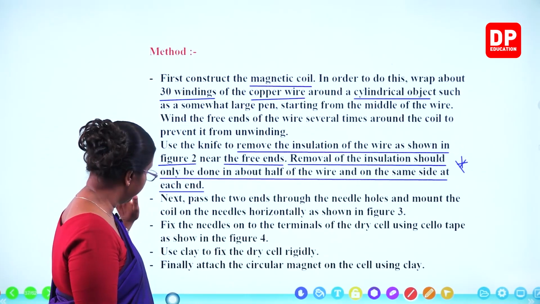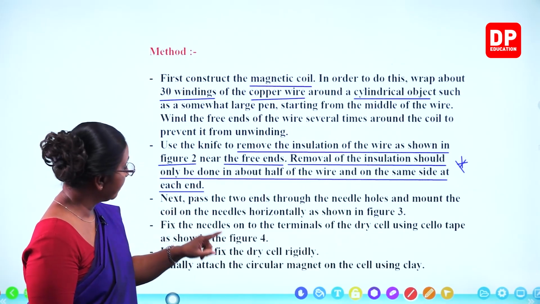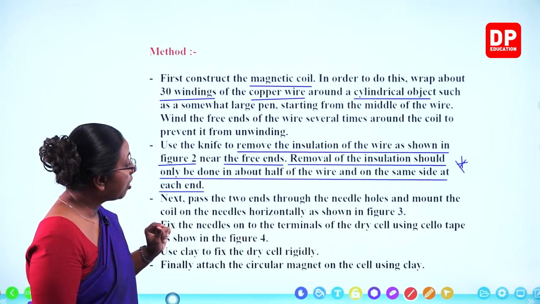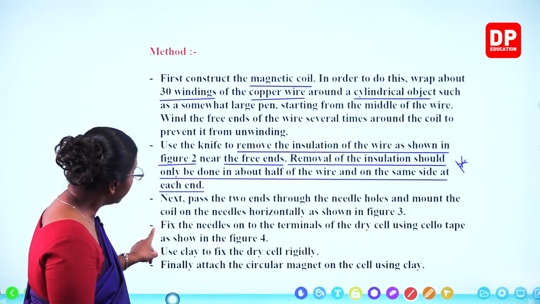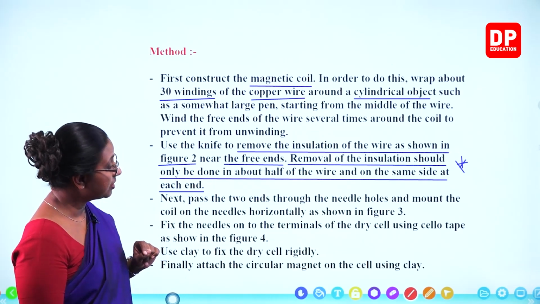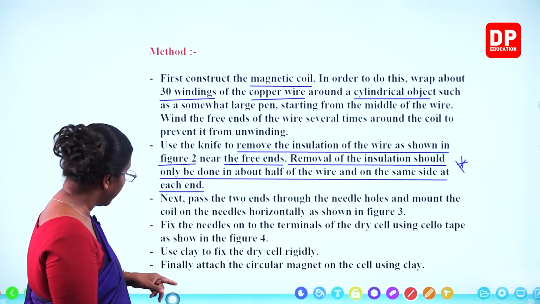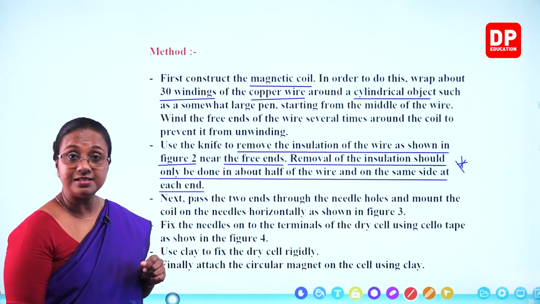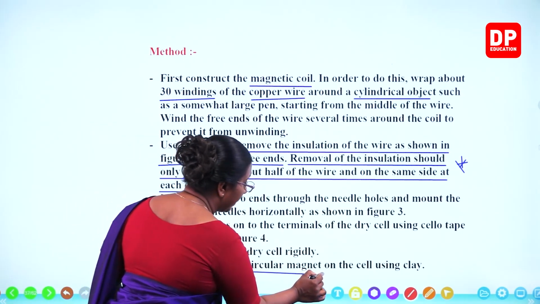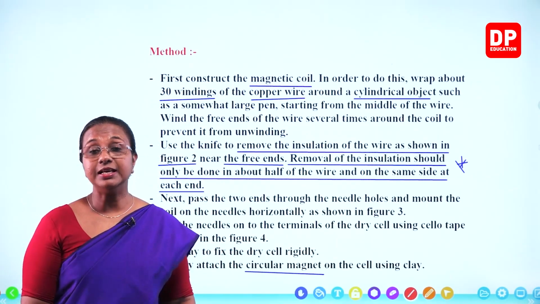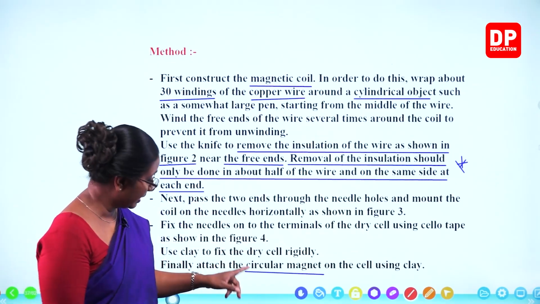This is very important. Next, pass the two ends through the needle holes and mount the coil on the needles horizontally as shown in figure 3. Fix the needles onto the terminals of the dry cell using sellotape as shown in figure 4. Use clay to fix the dry cell rigidly. Finally, attach the circular magnet on the cell using clay. So, those are the steps of the activity, the method.